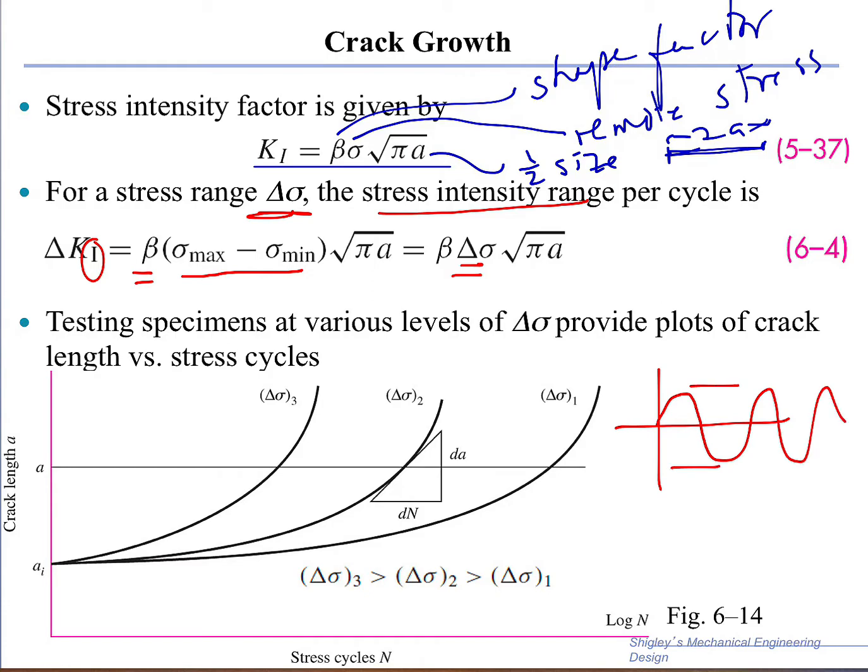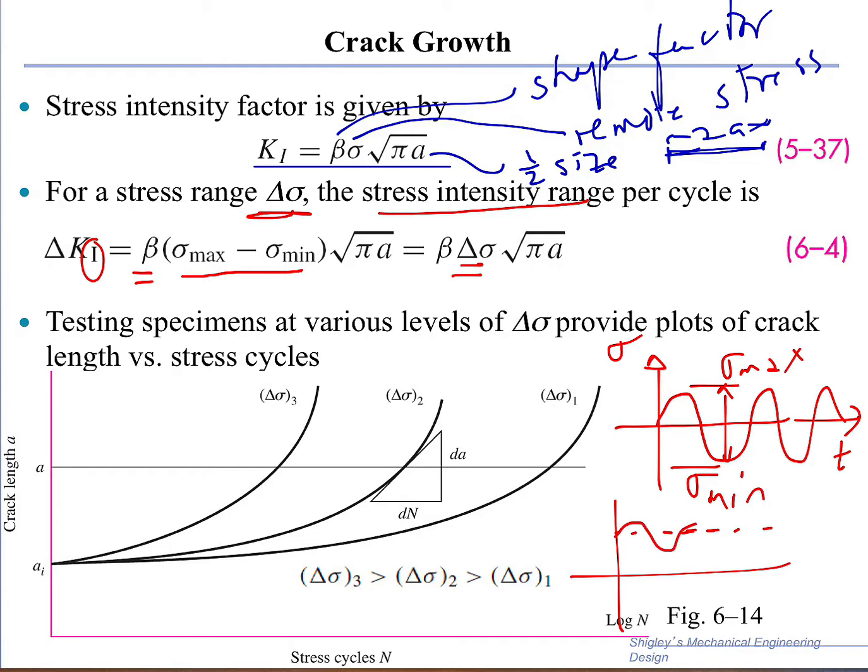So if you have here sigma as a function of time, then sigma max is right here, and sigma min is right there. Then the difference between sigma max and sigma min is given. Or if you have a test that gives you fatigue data that go up and down with a mean value in between, this will be your sigma max, and this will be your sigma min, and you take the difference to get the delta sigma that is required.